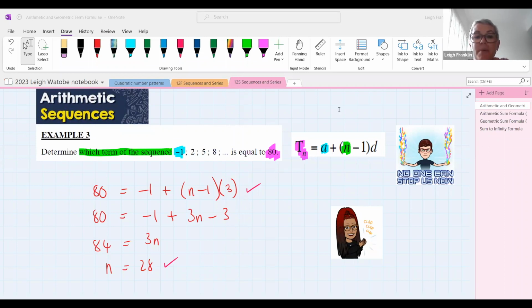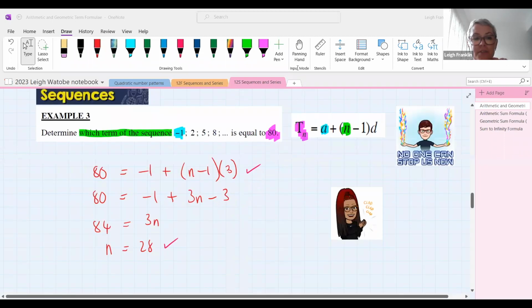Okay, so Stephanie, remember the difference is term 2 minus term 1, or term 3 minus term 2. So 2 minus -1 is 3, 5 minus 2 is 3, 8 minus 5 is 3. So this pattern is arithmetic. There's going to be a constant difference.